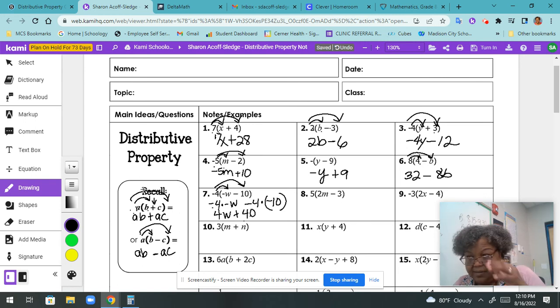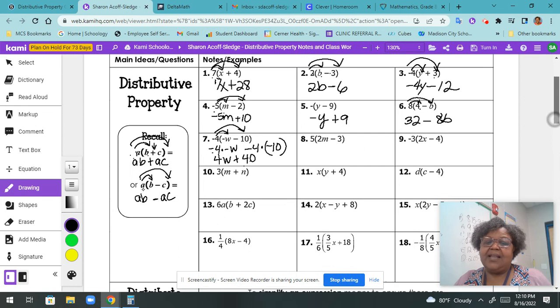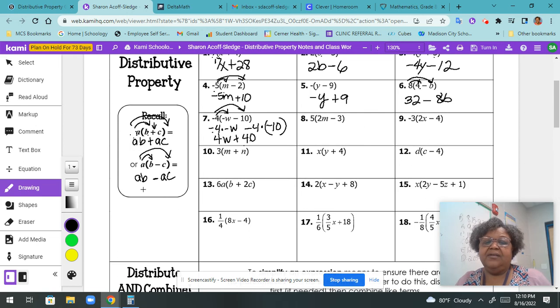Positive and plus is the same thing. We know that, right? Okay, I like these with the negative.